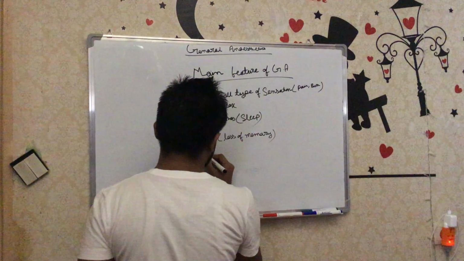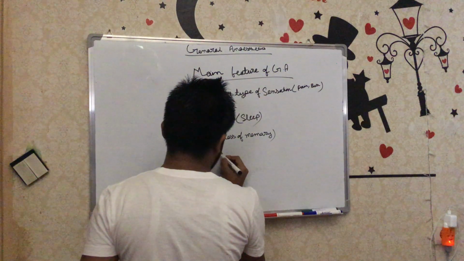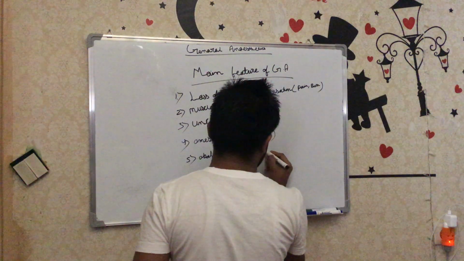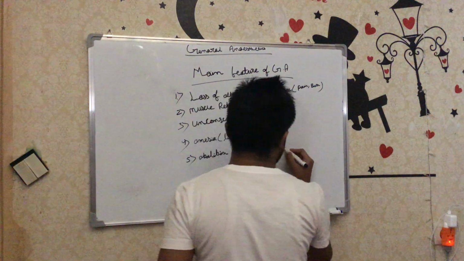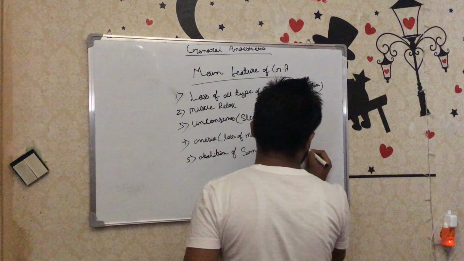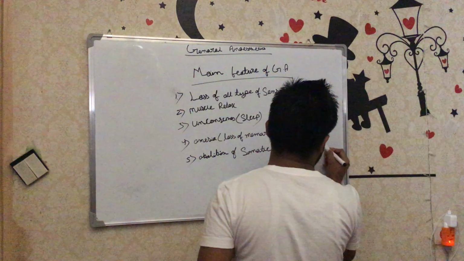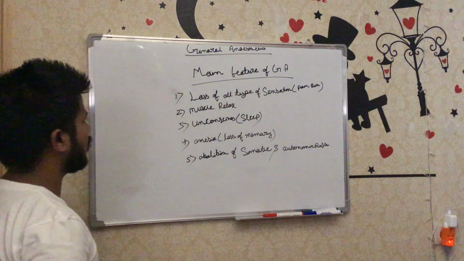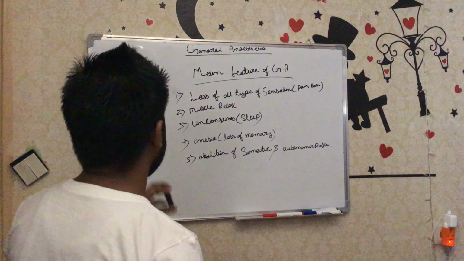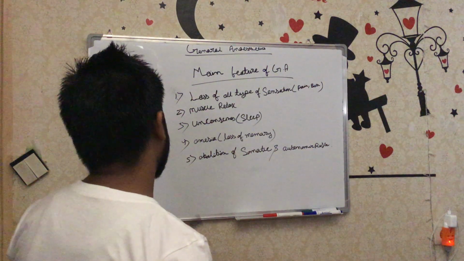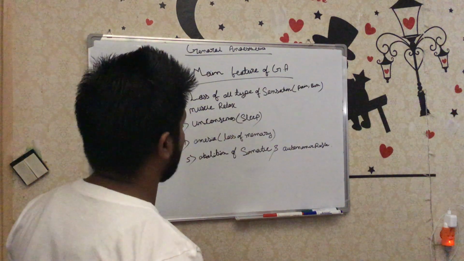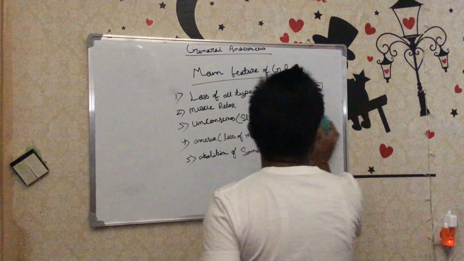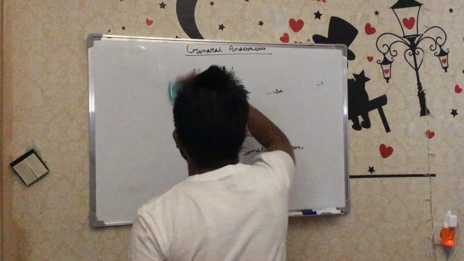Fifth, the abolition of somatic and autonomic reflexes. So these are the main features of the general anesthesia: loss of all types of sensation, muscle relaxation, unconsciousness, amnesia, and abolition of the somatic and autonomic reflexes. So these are very important features that you should know.